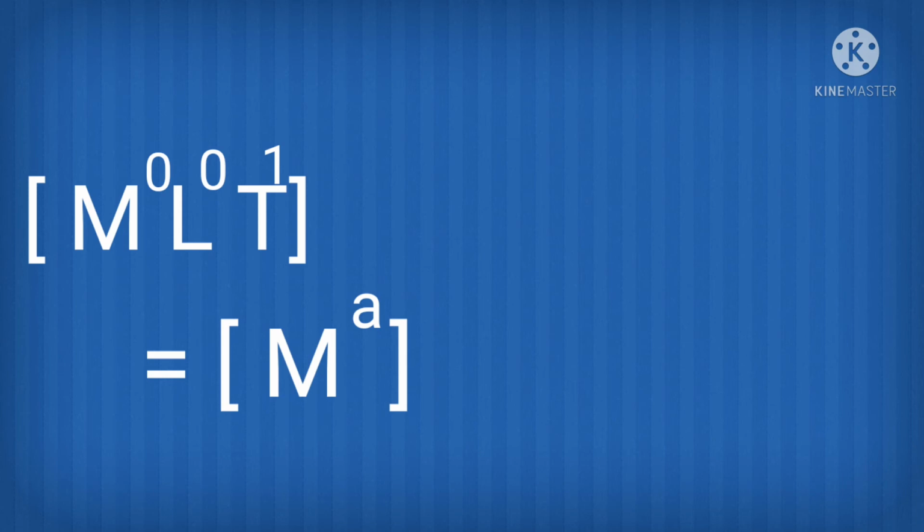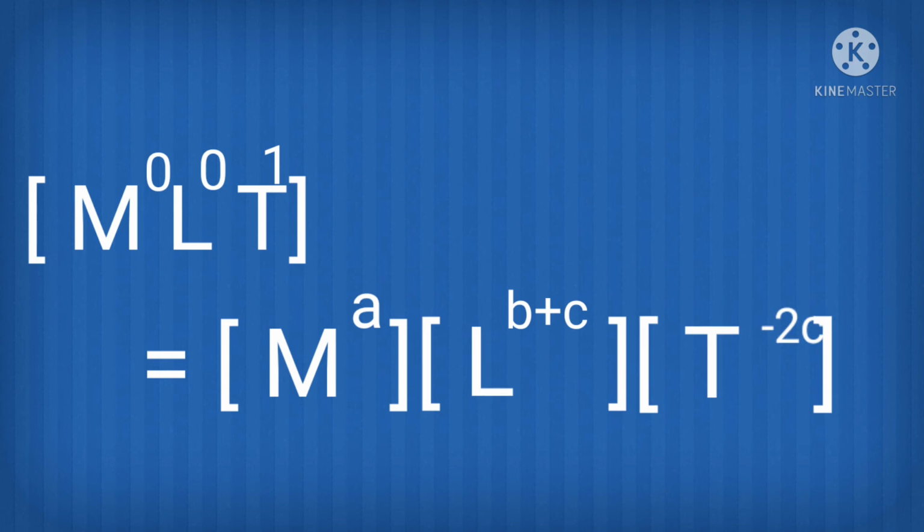How many L's are there? 2 L's are there, is it not? That is L power B and L power C. So we can collect them together, and therefore it is L power B plus C. We have studied A power M into A power N equal to A power M plus N. Like that, L power B into L power C equal to L power B plus C. Now compare the powers of both the sides.